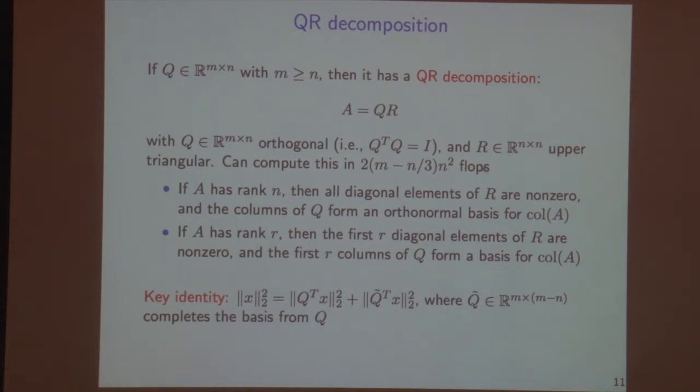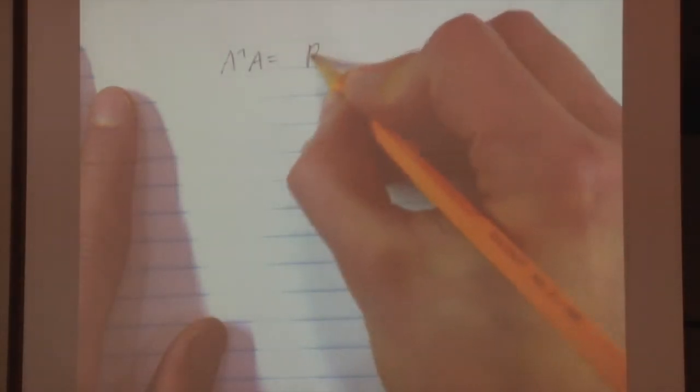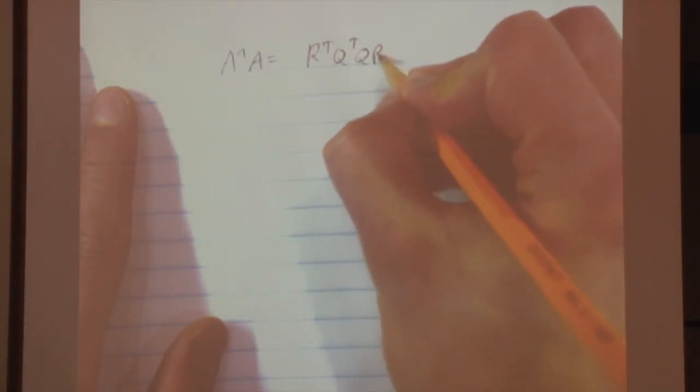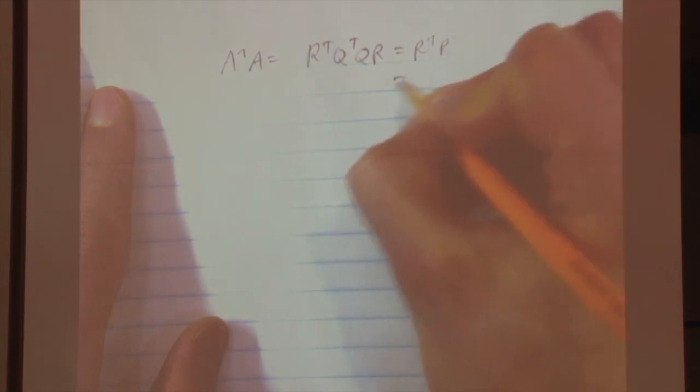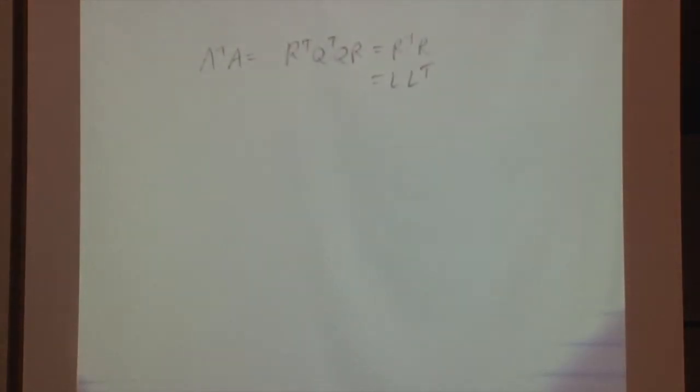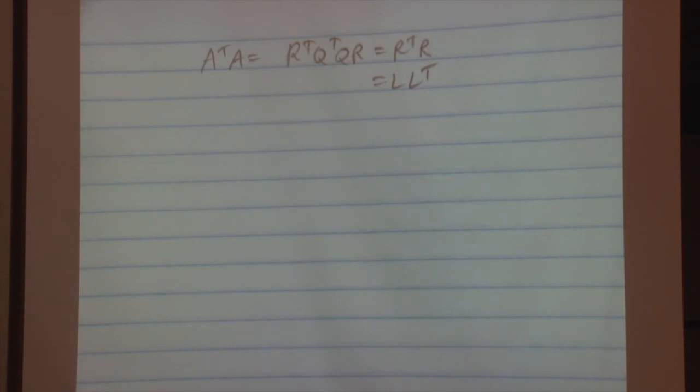Once you had this, by the way, what would A transpose A look like if Q had orthogonal columns? A transpose A, if A was Q times R, would be R transpose times Q transpose Q times R, which is just R transpose times R, which is L L transpose if I just renamed that. So if we have the QR of A, I know a Cholesky for A transpose A.